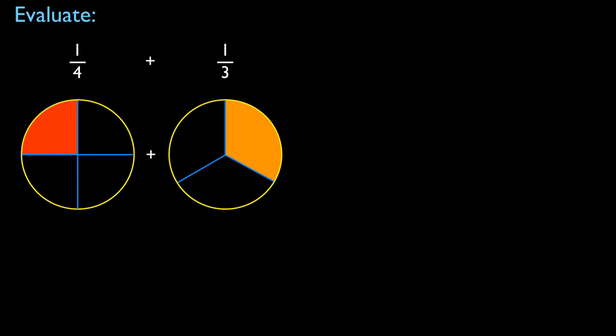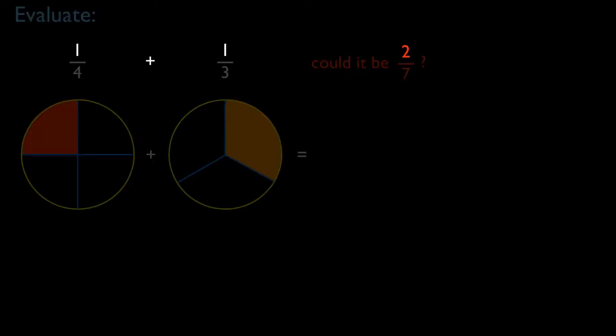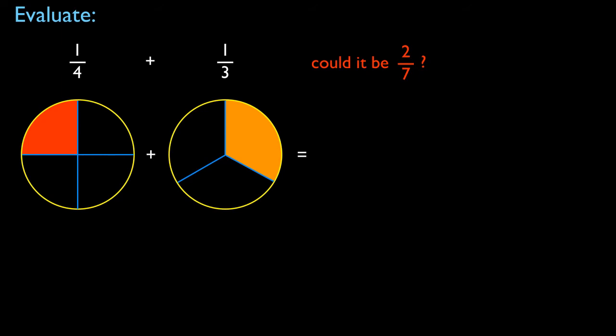And I would say to you, could it be something as simple as 2 over 7? In other words, would I just add the two numerators, 1 plus 1 to get 2, and the two denominators to get 4 plus 3 or 7? Could it be 2 over 7? I bring this up because this answer is actually incorrect, and it's a very, very common error that students make. And I want to show you really why it doesn't work.